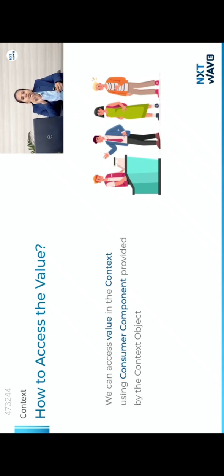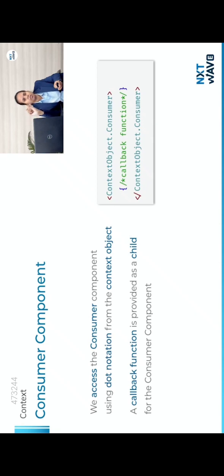Okay, so this consumer is actually a component. It's a property of the context object. At the same time, it's a component that is provided by the context object. The syntax of this. So to access this consumer component, you have to write the context object dot and then the consumer. So this will give us the consumer component of that context object. Okay, we'll make use of this dot notation here. Context object dot consumer.